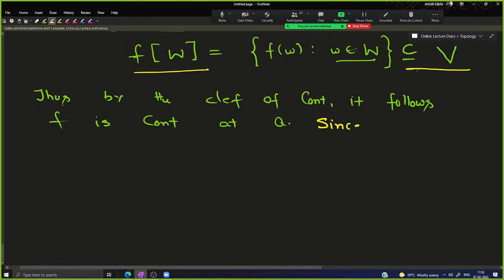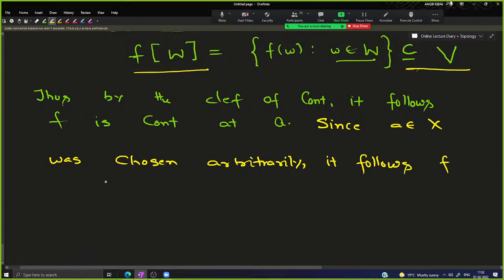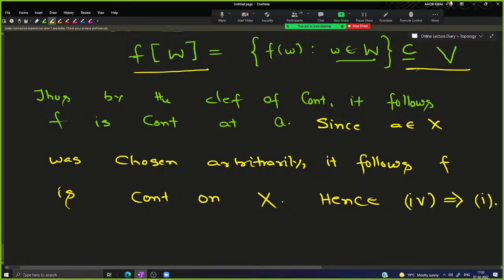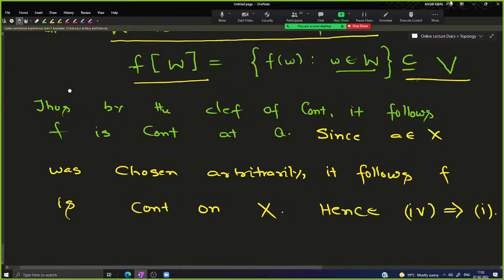Since A in X was chosen arbitrarily, it follows f is continuous at each point of the space. That means f is continuous on the whole space X. Stop. Which is precisely statement 1. So therefore statement 4 implies statement 1. This completes the proof of the theorem.